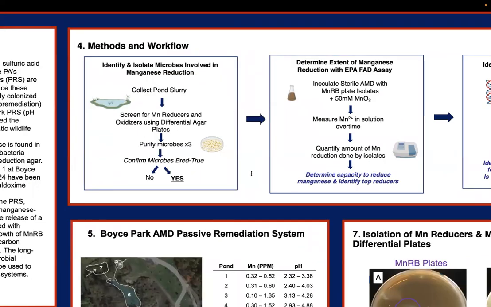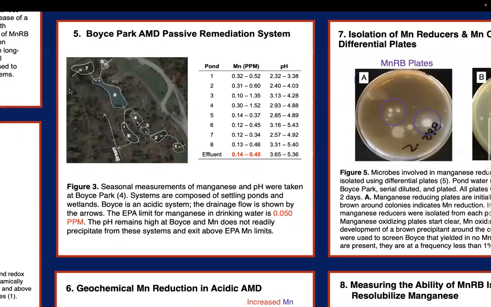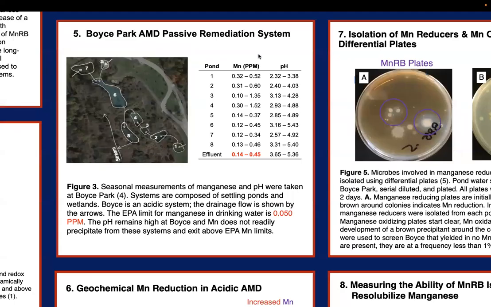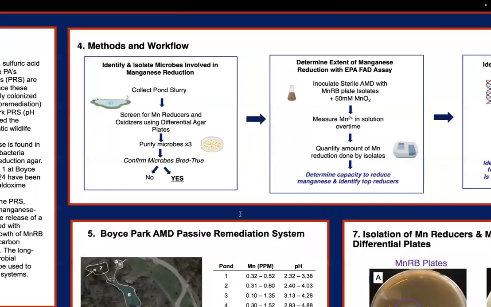Boys Park here is an acidic system. It has several ponds that flow through it. The direction of the arrow shows how the water moves. The levels of manganese in the system, although they do slightly decrease as they exit, do not meet the EPA limit of 0.05. So they're still above limits, so they need to be addressed in some kind of way.